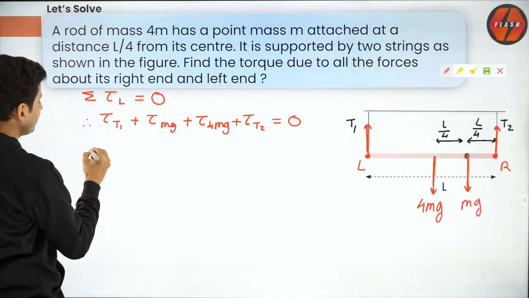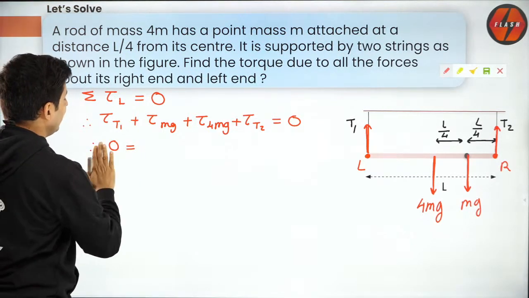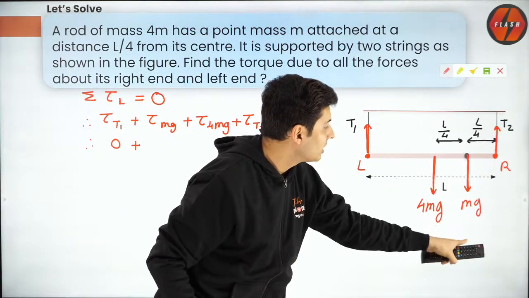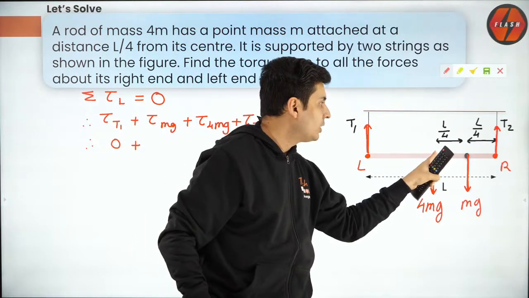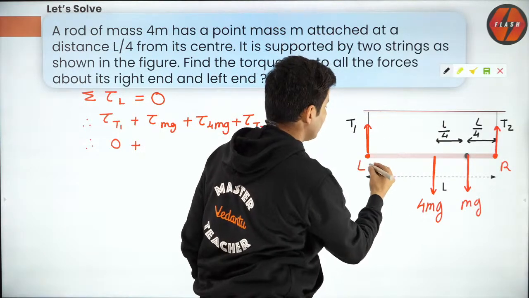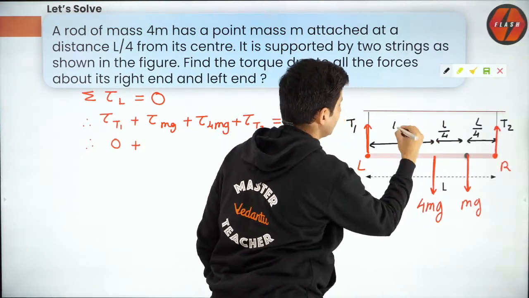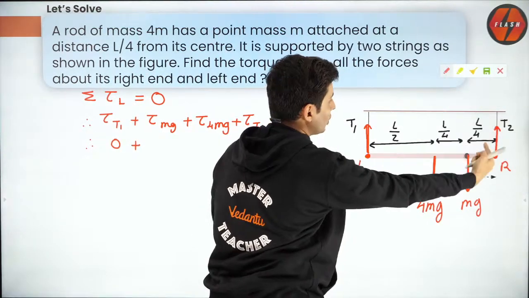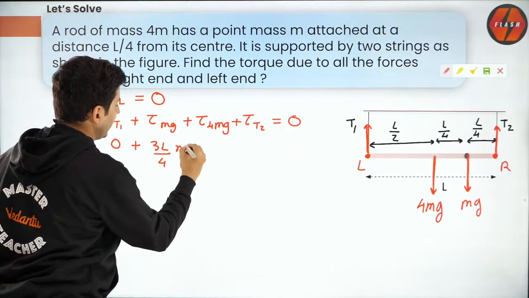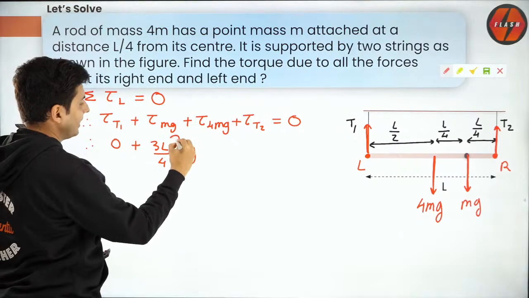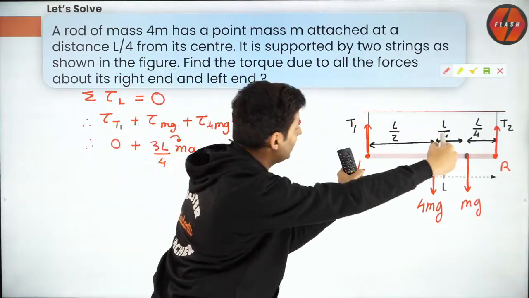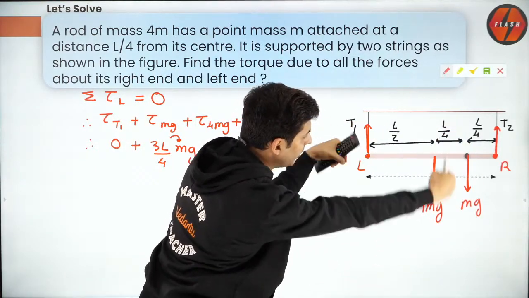Well, that's 0. Think about it. It's 0, guys. Why? Because R is 0. You can clearly see that. Then, what is the torque due to mg? Well, mg is at a distance of L by 2 plus L by 4. What is the total distance? 3L by 4. In case you cannot see, just understand this much is L by 2. So the total distance will be 3L by 4, so it will be 3L by 4 into mg, and that is clockwise. So let's keep clockwise torque as positive. mg will try to rotate it about this point like this. So I'm making it positive.